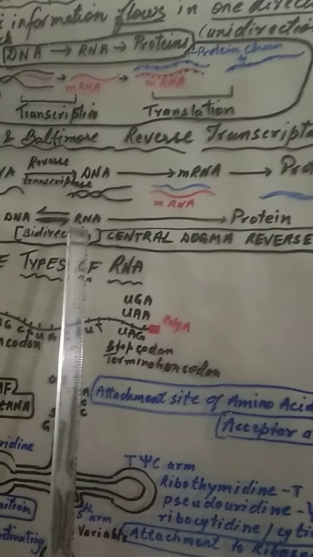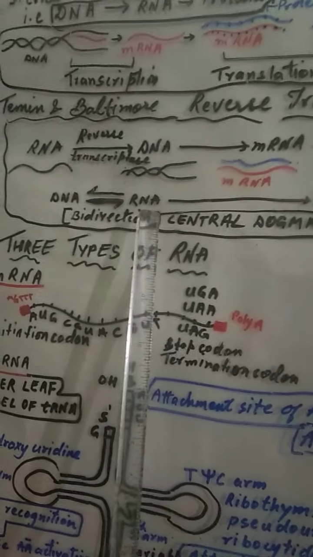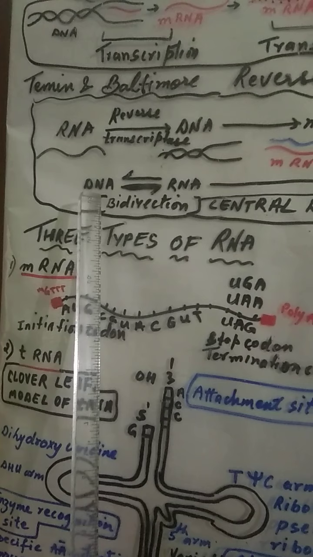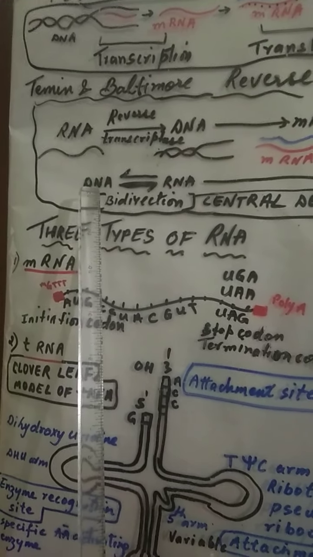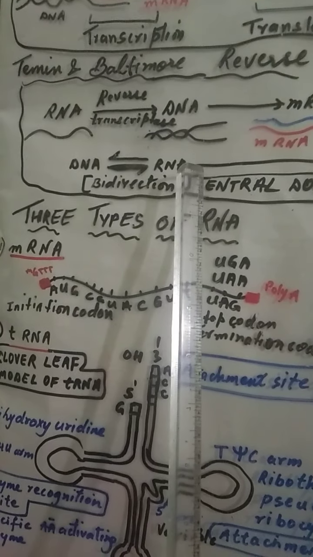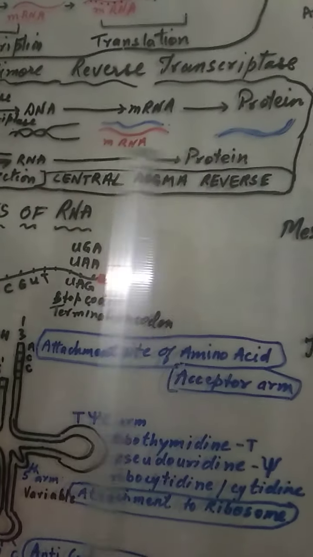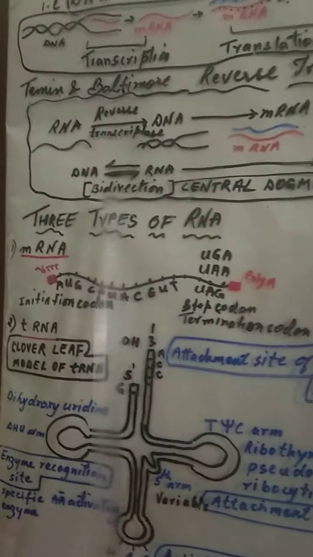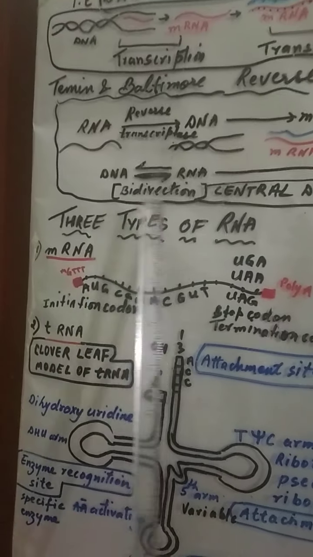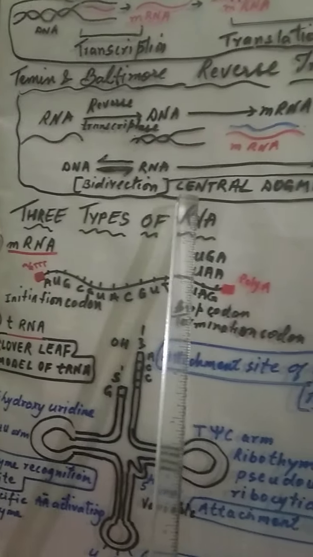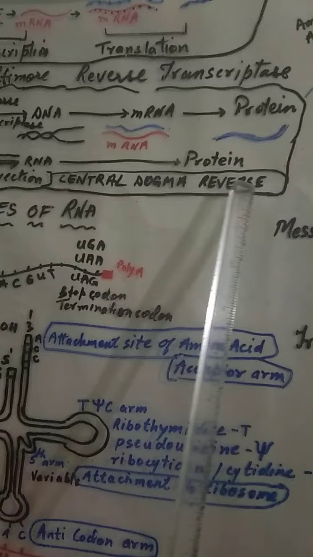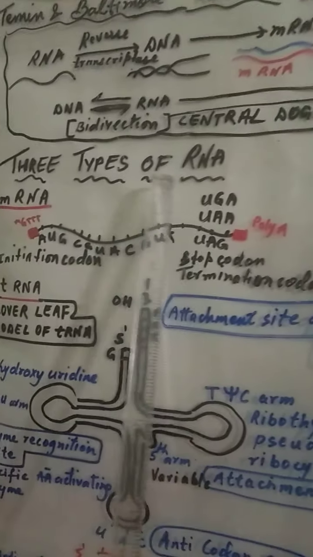In short, we can see here, this is RNA, the genetic material of virus, which is converted into DNA by the enzyme. From the DNA, again it is converted into mRNA, and then mRNA forms protein. So here the information is flowing in two directions, so it is bidirectional. This is called central dogma reverse. Now let us see 3 types of RNA.